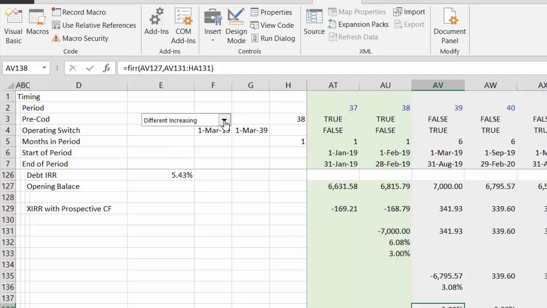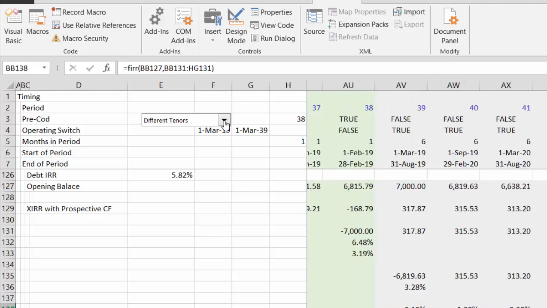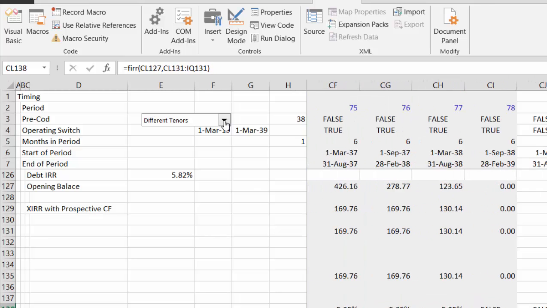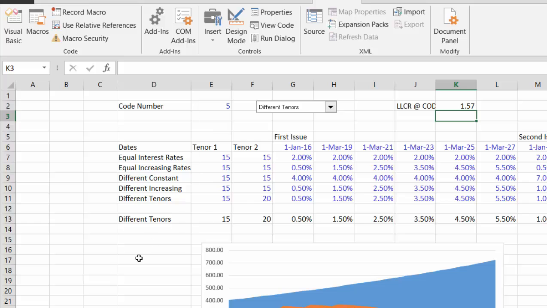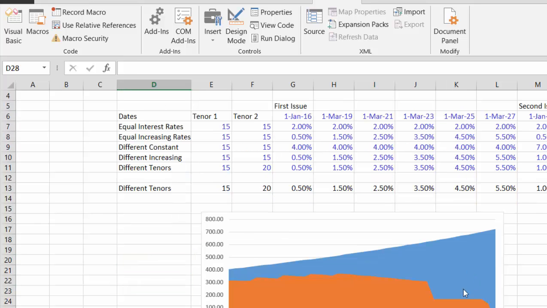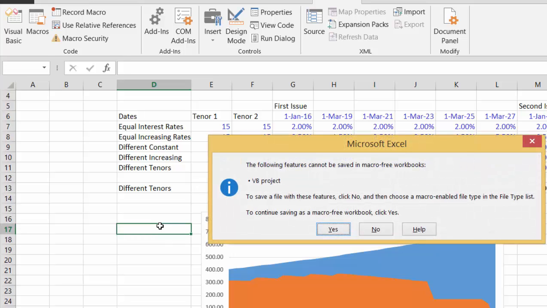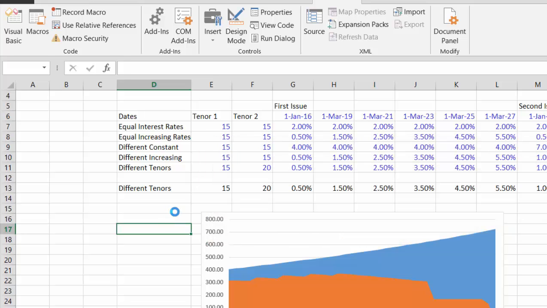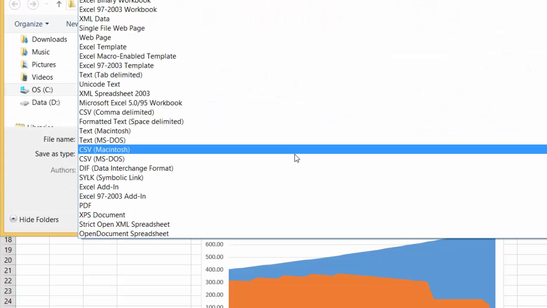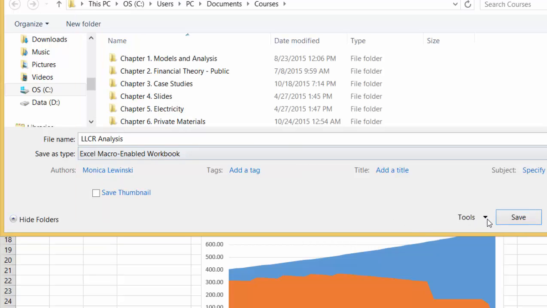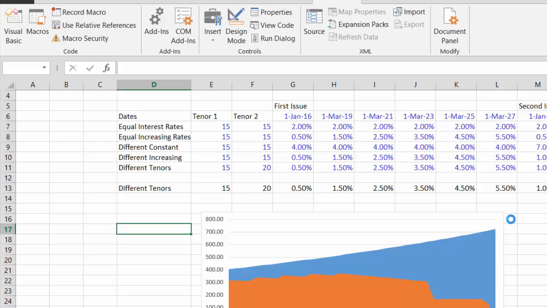If we have different tenors, they have kind of the same stuff happening, but this one's going to be a little harder because we have to compute two LLCRs. I can't see when you have these different tenors, this LLCR and this LLCR are going to be different. There's just no way to have simply one computed. Okay? And then I'm saving this now as a macro-enabled workbook, and I'm going to have to come back and finish this in a minute so we can compute the LLCRs, but we've done the hard part.